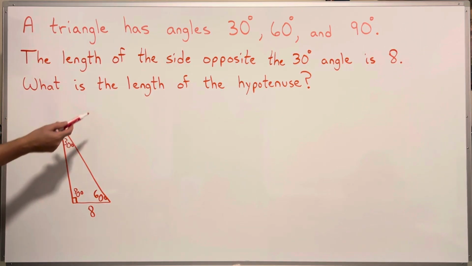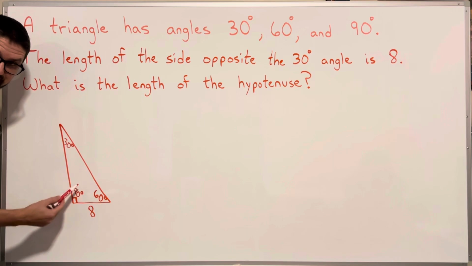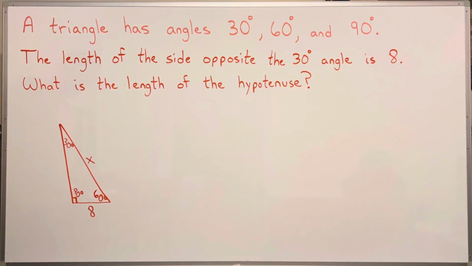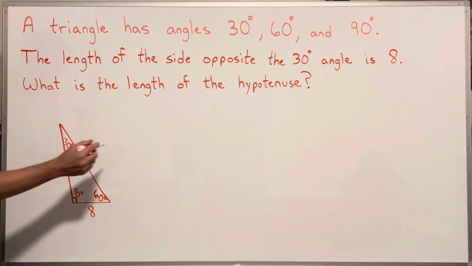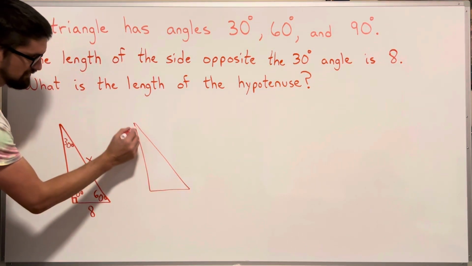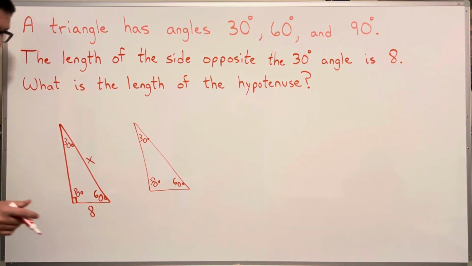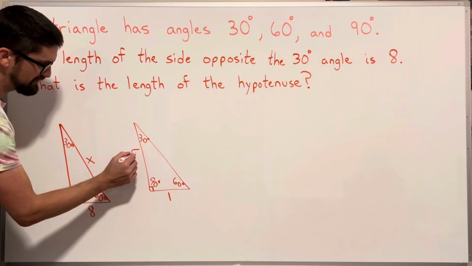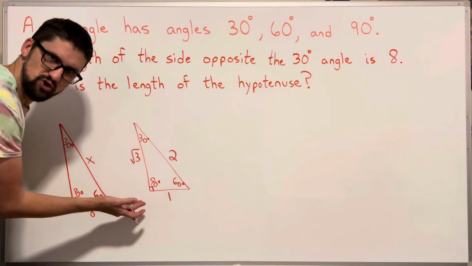And it says what is the length of the hypotenuse, which would be the side opposite the 90-degree angle. Let's let that be x. There's a few ways of working this. One way would be if you're familiar with the 30, 60, 90 triangle. The ratios of its sides are 1, square root of 3, and 2. That's one of those special triangles.